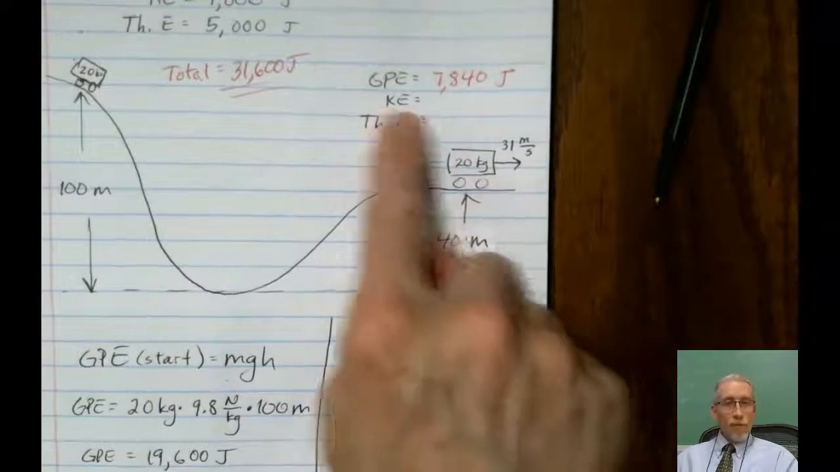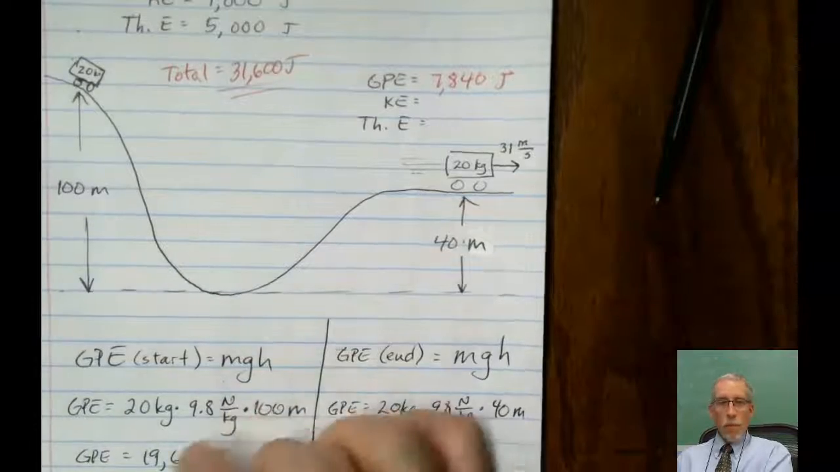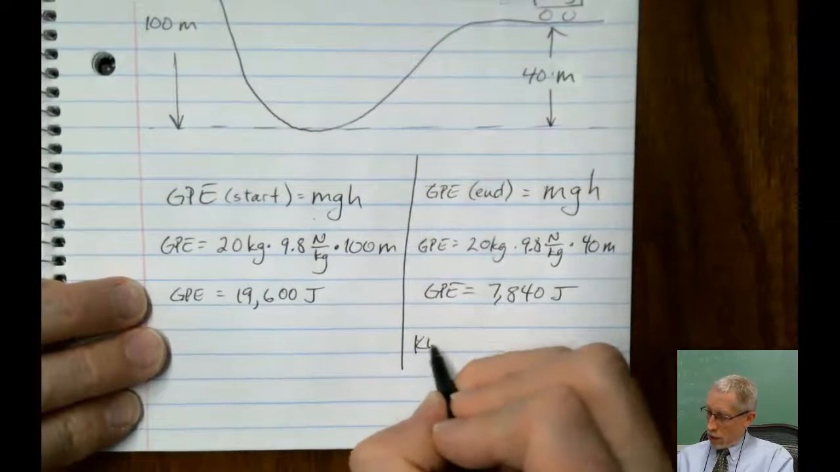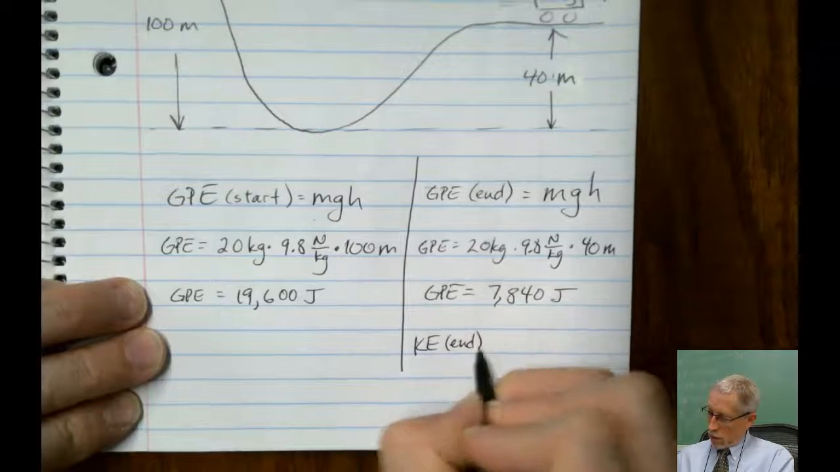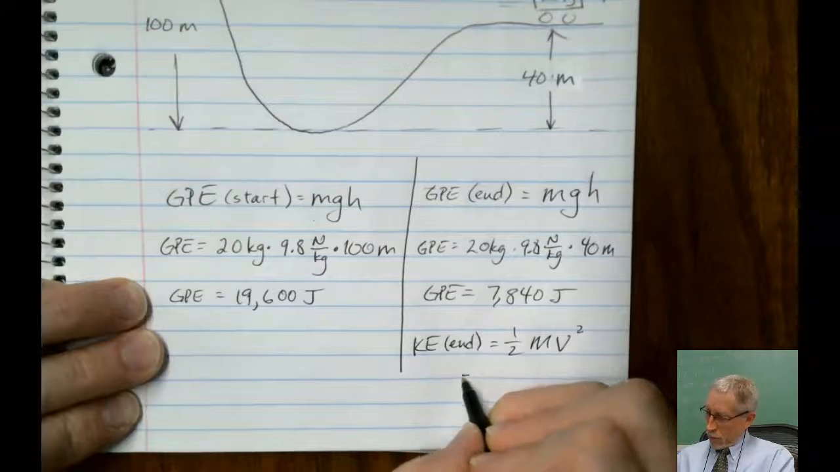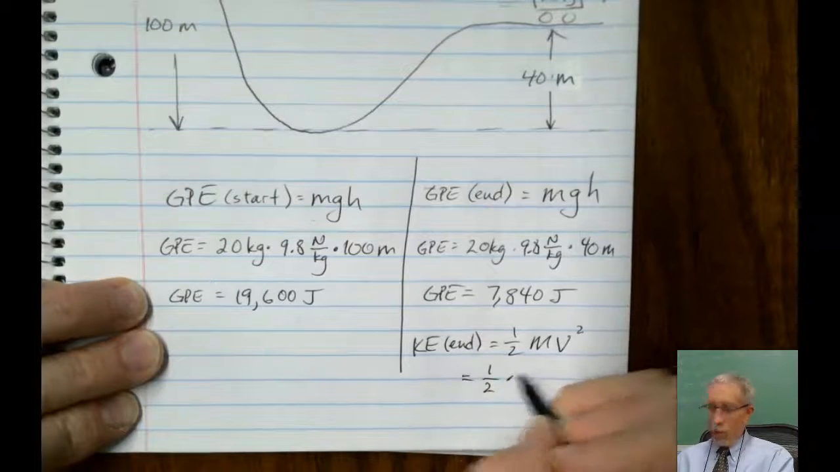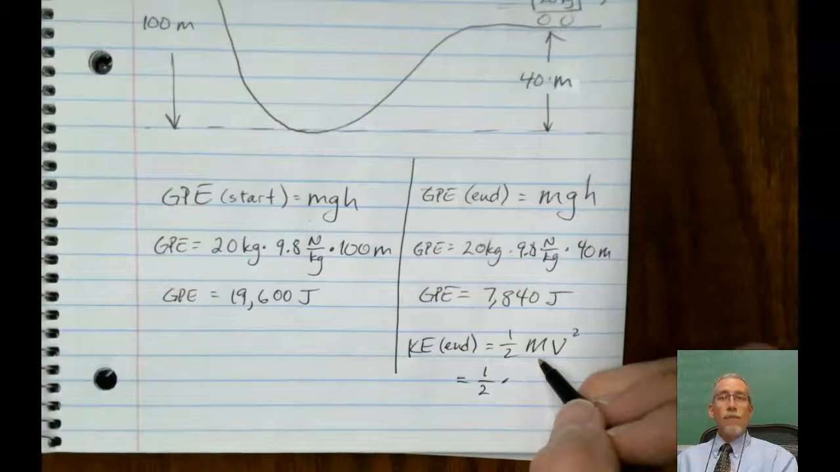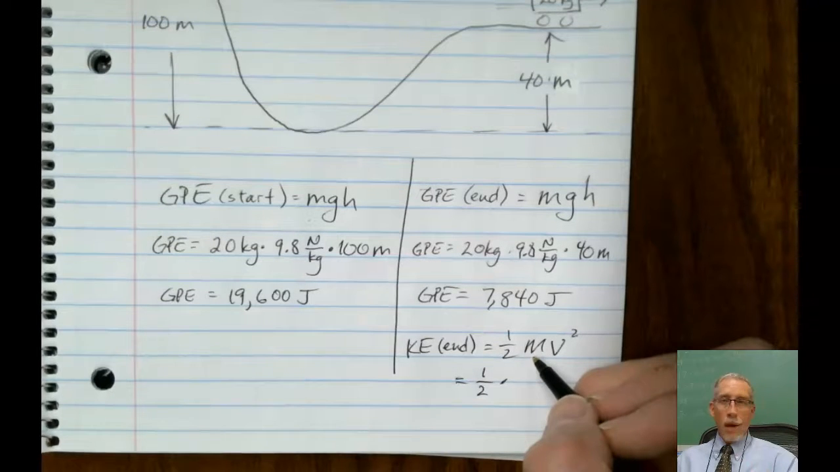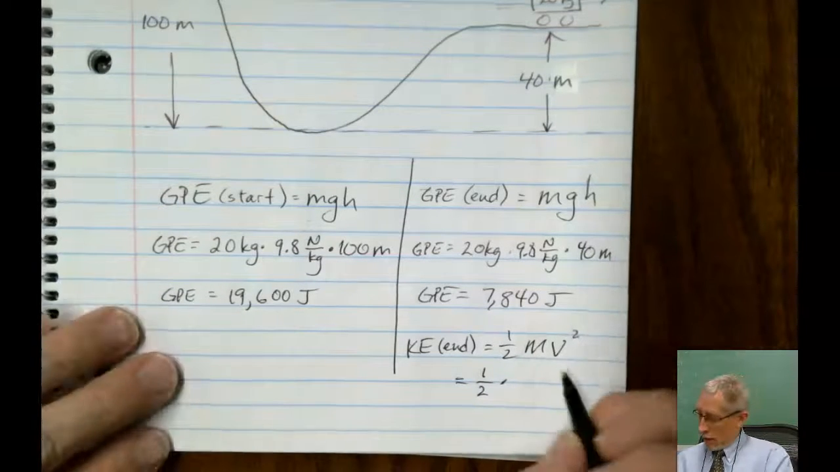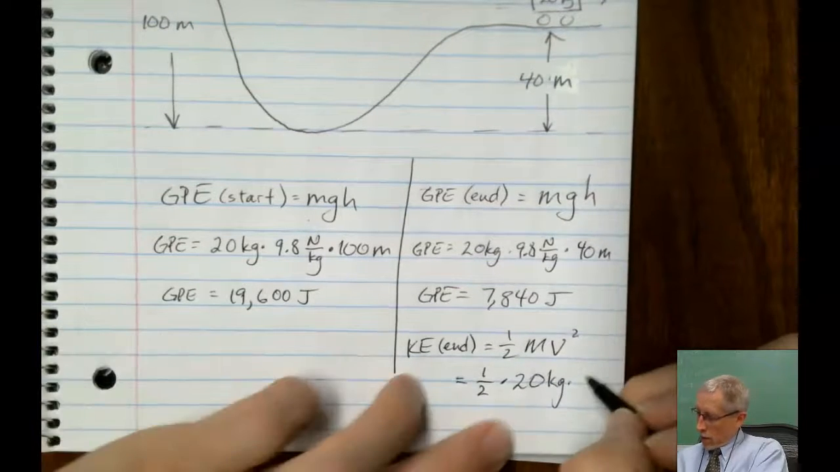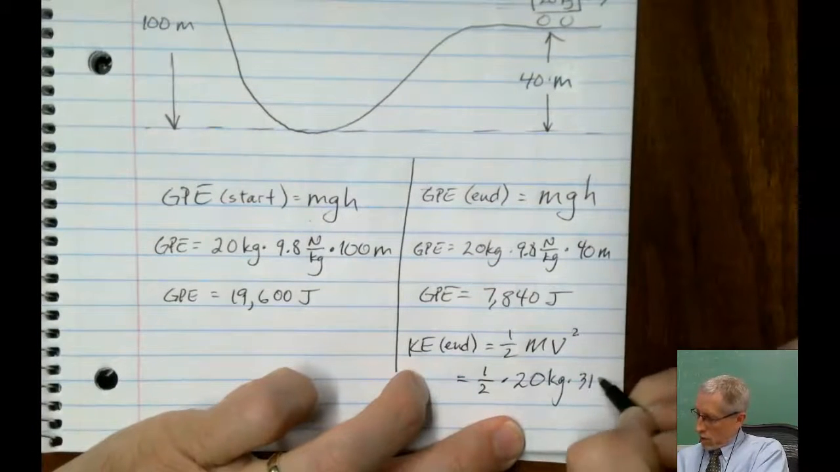Okay. Just kind of filling in, again, pieces of a puzzle, if you will. Now we're going to do a kinetic energy calculation at the end. 1/2 mv squared. Most common mistake I see on this is people putting the wrong numbers in for the wrong letters. You have to know that m represents mass in kilograms. Don't put in a height for that. Don't put in a 9.8 for that. Put in the mass in kilograms. And 31 meters per second.